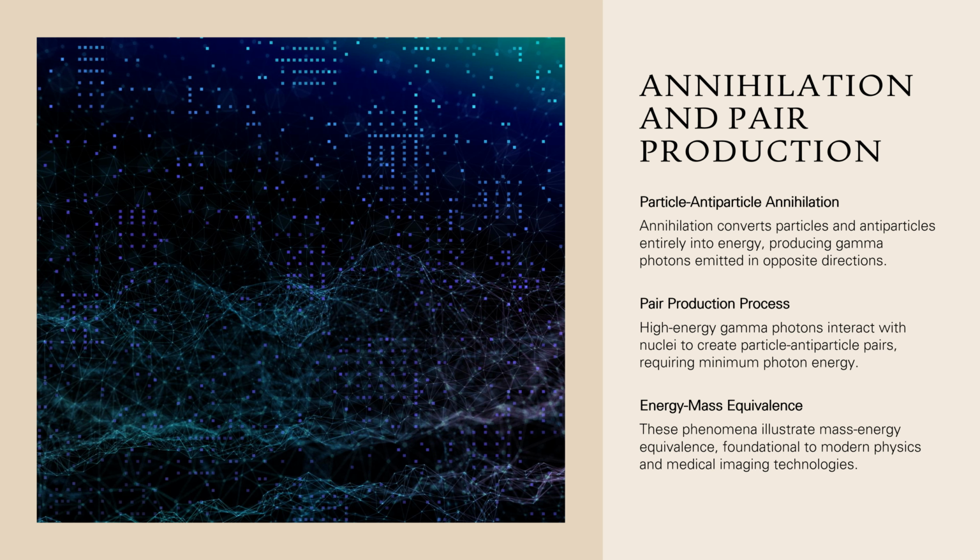Pair production is the reverse process, where a high-energy gamma photon interacts with a nucleus and produces a particle-antiparticle pair, typically an electron and a positron. For pair production to occur, the photon must have energy of at least 1.02 MeV. The presence of a nearby nucleus is required to conserve momentum. Although E equals mc squared underpins these processes conceptually.